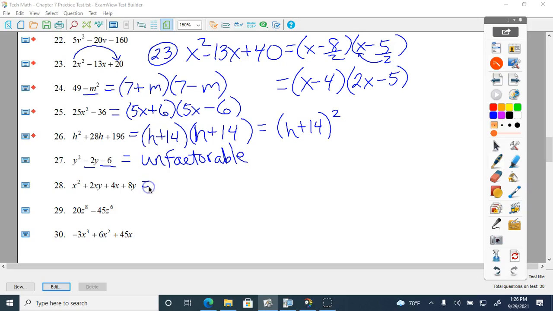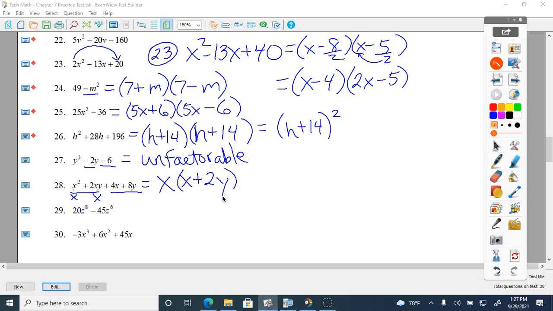This one. What's the little process we have to do for 28? What's it called? You work in what sometimes? Groups. You got to group them, okay? It's going to be in order, so you don't have to worry about that. So what's the first group have in common? An x. If I take that x out, I get x plus 2y left.